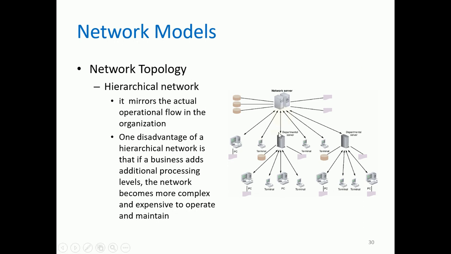So we have this network server at the top, and it is connected to the different PC terminals, departmental servers, or other departmental servers. These servers are connected, and the PC terminals under the department are connected. So what if you add another layer in here? That is the disadvantage of a hierarchical network. It will become more complex and expensive to operate and maintain.